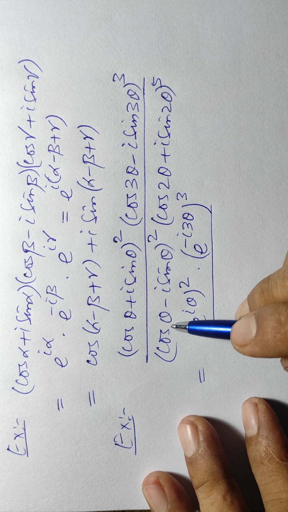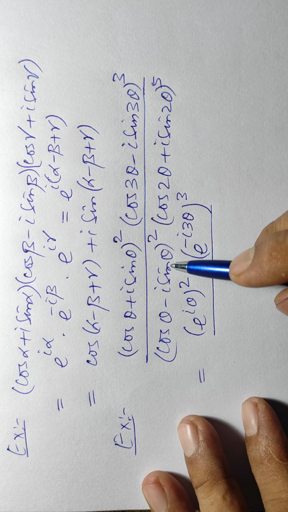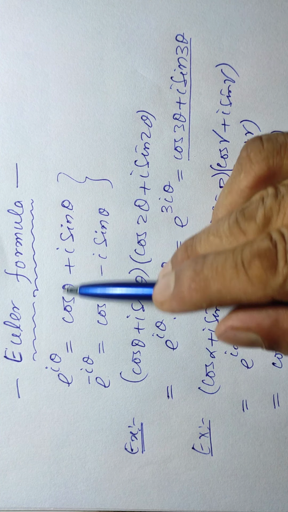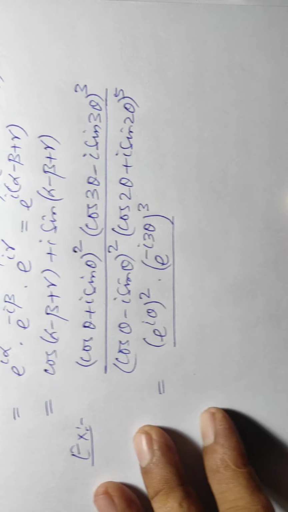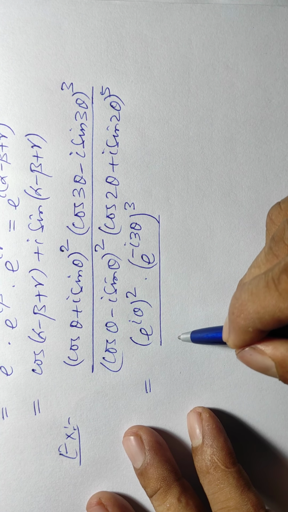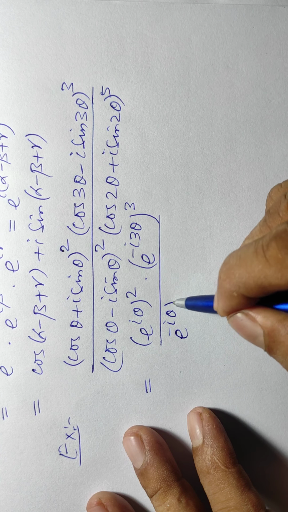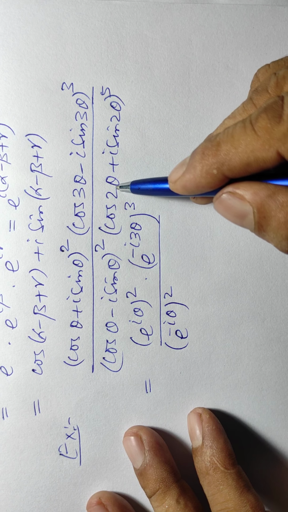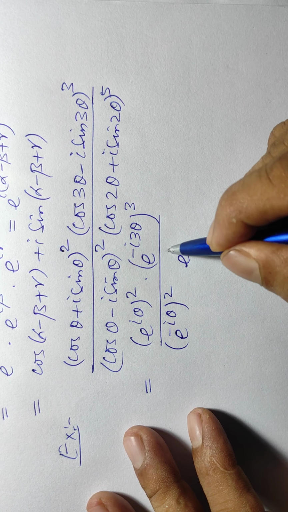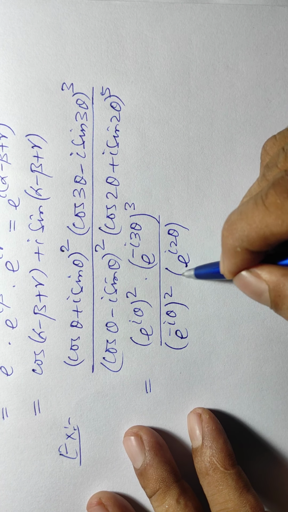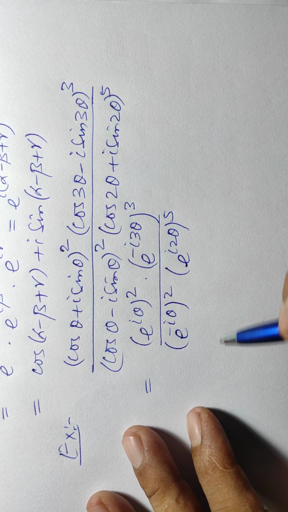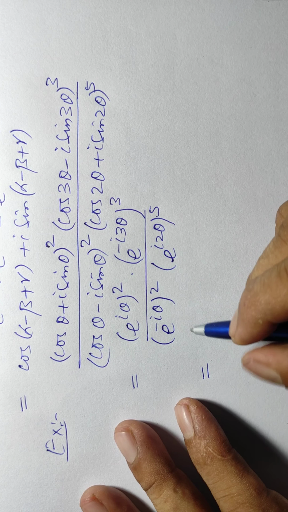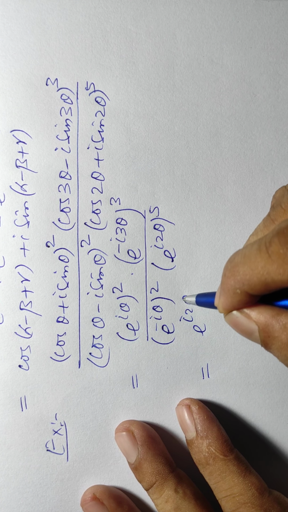Divided by this one, cos theta minus i sin theta. See here, already I have told you, if there is minus then put a minus, if there is plus then put a plus sign here. Clear? So here it is minus and the variable is theta, so e to the power minus i theta and whole square is there. Similarly, this one, cos 2 theta plus i sin 2 theta, variable is 2 theta and plus is there, so e to the i 2 theta and whole 5 is there. So see here, how to write? It will be e to the power i 2 theta.